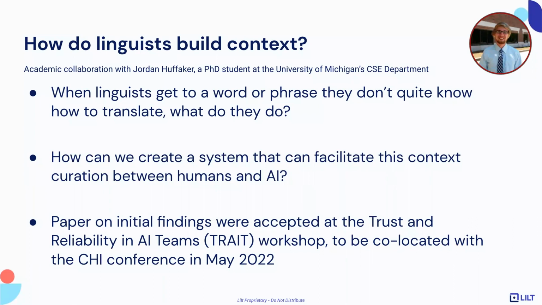We submitted our initial findings to this workshop called the Trust and Reliability in AI Teams workshop. That's going to be co-located with this conference called CHI. In case you're not aware, CHI is a premier HCI conference, which brings together people working on research topics with a whole wide range. It's also one of the largest and premier workshops. So we're really excited to go show the work off there and get some ideas and build a conversation around this whole human AI approach that we have at Lilt as well.